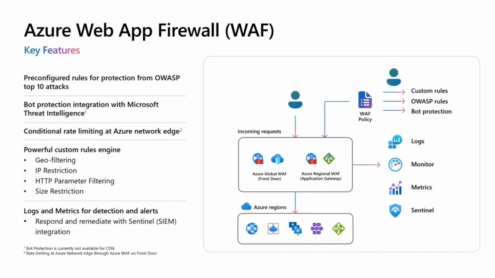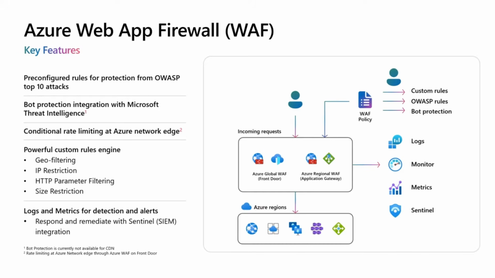that we saw previously. Azure WAF also supports conditional rate limiting at the network edge through the Azure Front Door. So rate limiting helps you throttle excessive requests from specific IPs or regions, which is especially useful for mitigating DDoS attacks. Within the WAF, we also have the custom rules engine, which is another powerful feature.